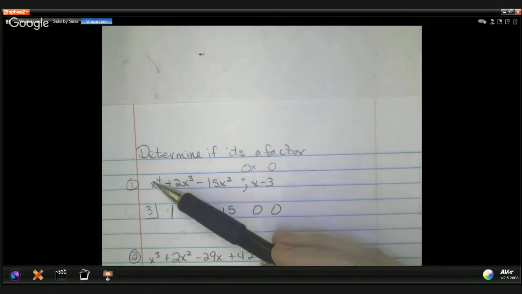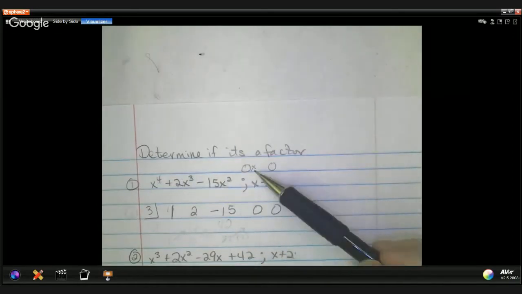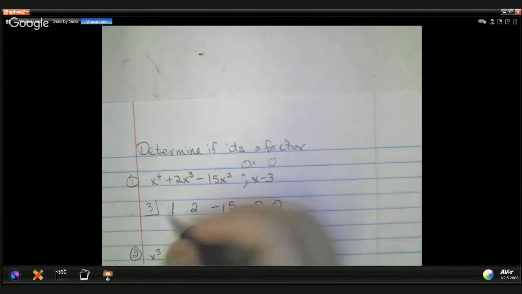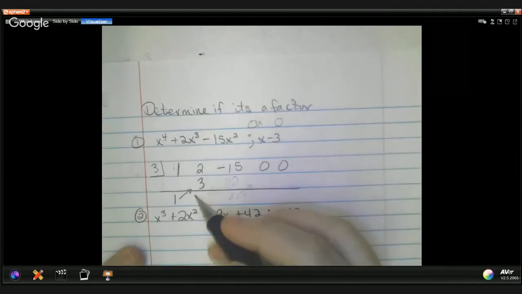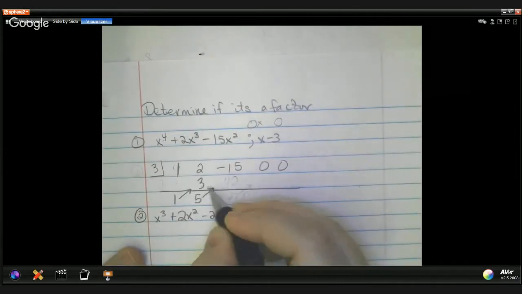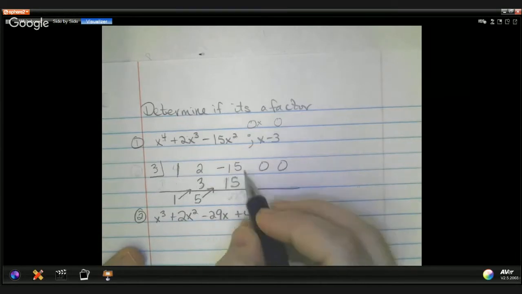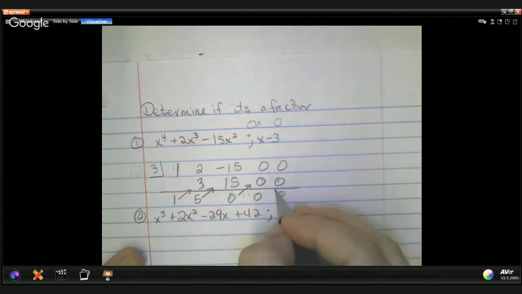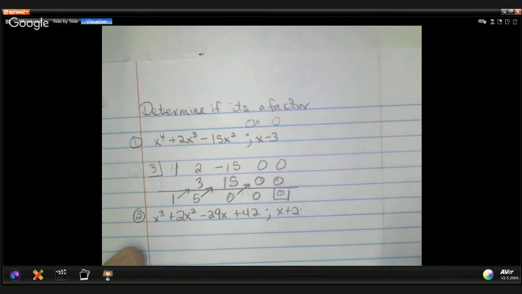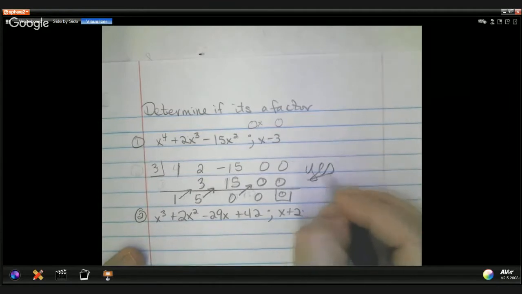Your coefficients should have been 1, 2, negative 15, 0, and 0. So now I'm going to add going down. 1 plus 0 is 1. Multiplied by what's in the box is 3. 2 plus 3 is 5. Multiplied by what's in the box is 15. Negative 15 plus 15 is 0. Multiplied by what's in the box is 0. Bring it down. Multiply by what's in the box is 0. And I keep getting zeros. So since my final number is 0, yes, this is a factor.